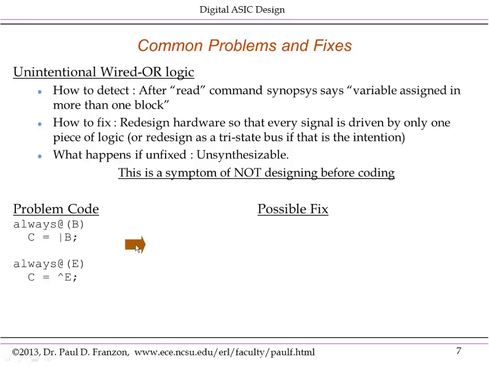For example, look at this code on the left here. C is assigned in 2 different blocks. What we're doing is taking the output of an AND gate and shorting that to the output of the OR gate. What happens if one gate is trying to drive C high and the other gate is trying to drive C low? What would actually happen is that one of them will win, but you don't know which one will win. So this is not good logic design. Each signal can only be driven by one procedural block in the entire design or by one continuous assignment statement.